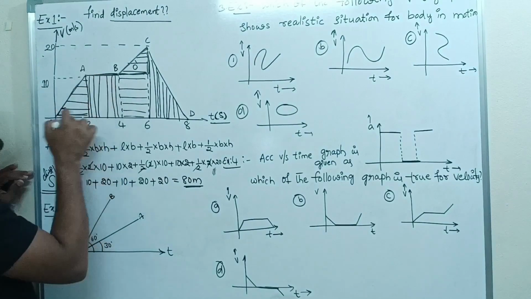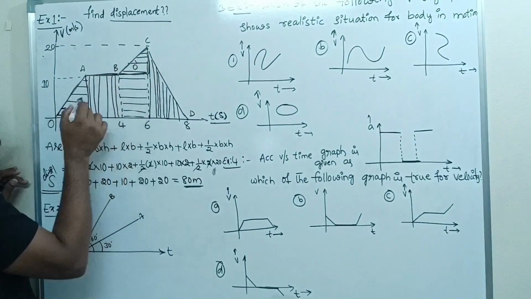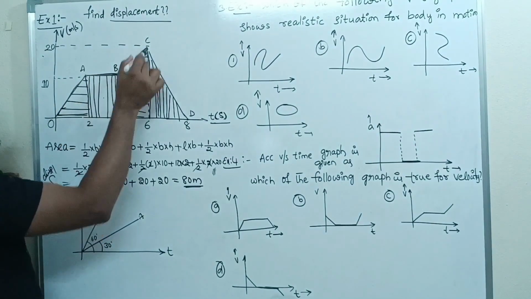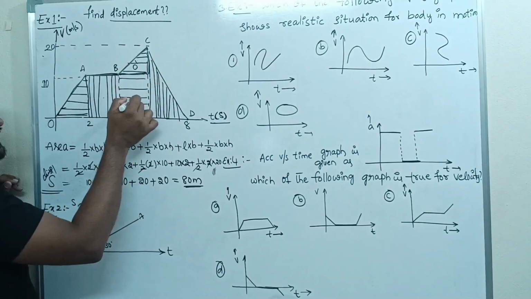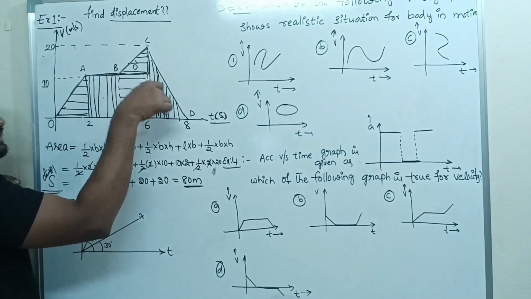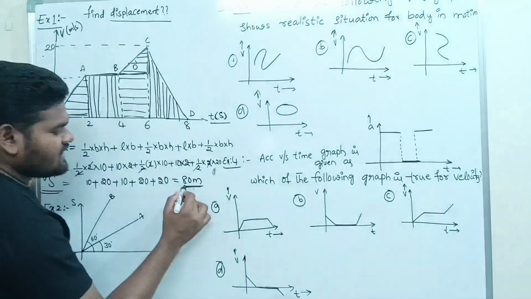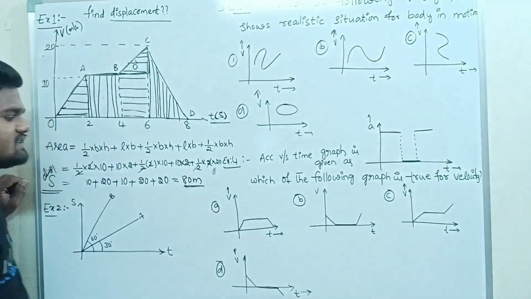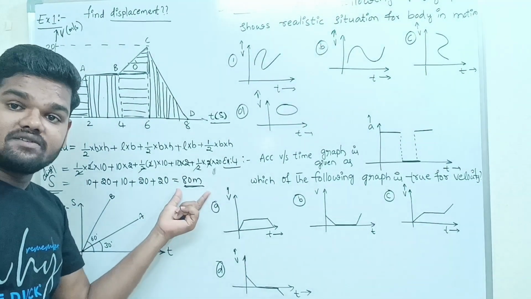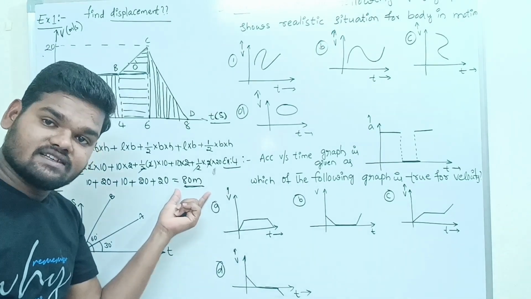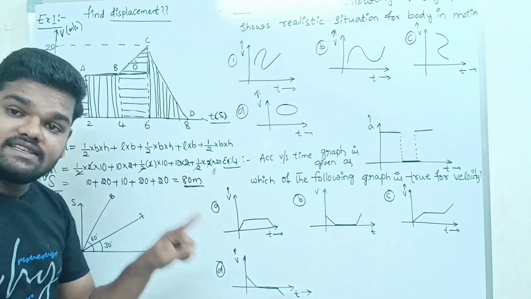Just find the area covered by these shapes. One triangle is formed, one rectangle. In this graph, one triangle is there, one rectangle is there, and we just divided these two, and we got what? After solving all the areas, we got the displacement equal to 80 meters. Is it clear? Any doubts? Easy one, right?